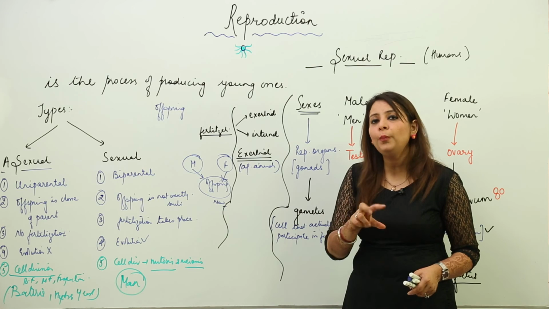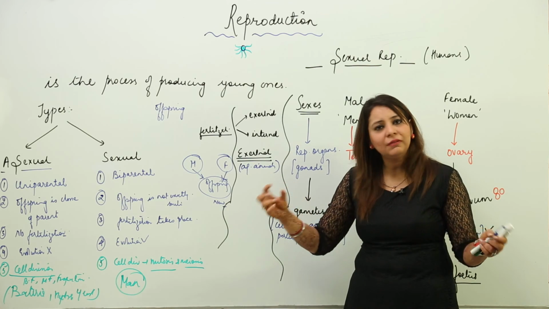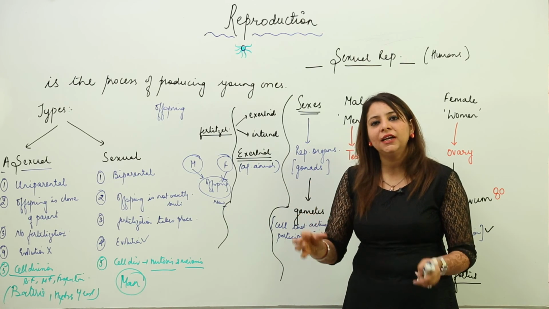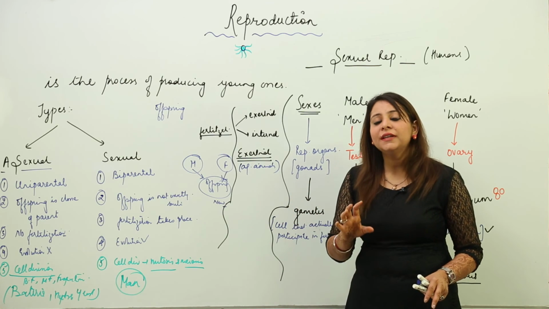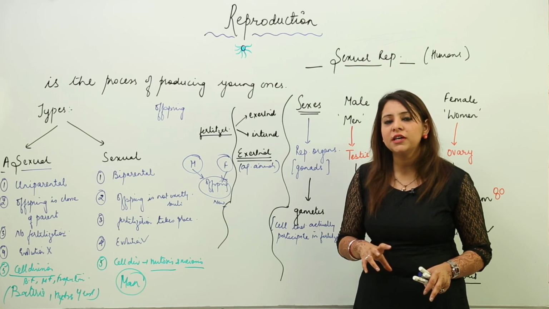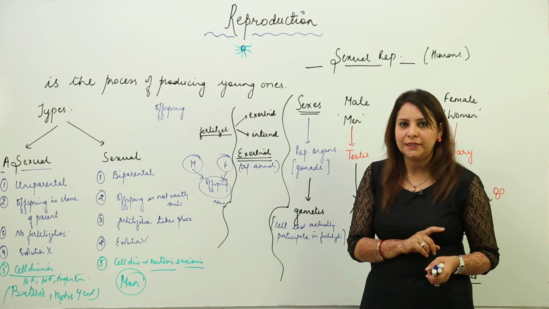So you have seen that no parent is involved in the fertilization. They have just released their gametes, the fusion occurs in the water itself, and even the developmental stages occur in the water. So no parent body is being used here, therefore it is called external fertilization.